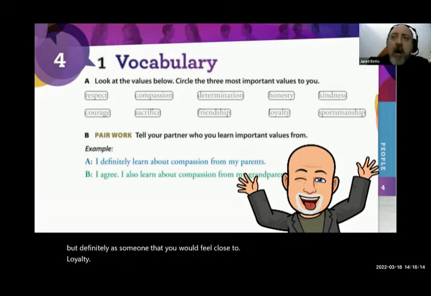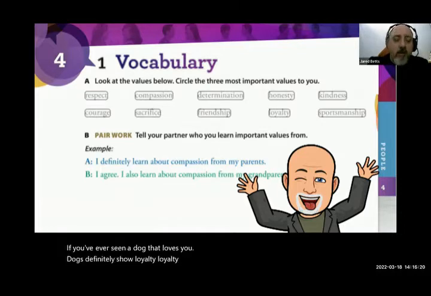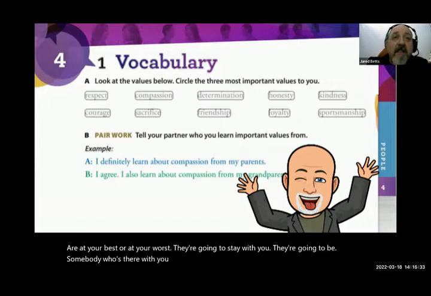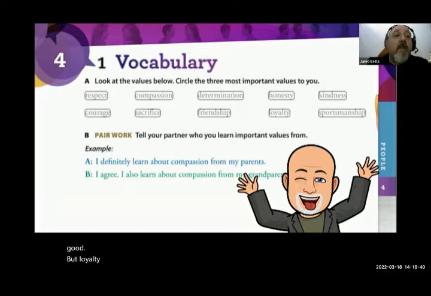If you've ever seen a dog that loves you, dogs definitely show loyalty. Loyalty means that when you are at your best or at your worst, they're going to stay with you. They're going to be somebody who's there with you all the time, even if maybe it's not that good. But loyalty is usually that you stick with the person that you believe in.